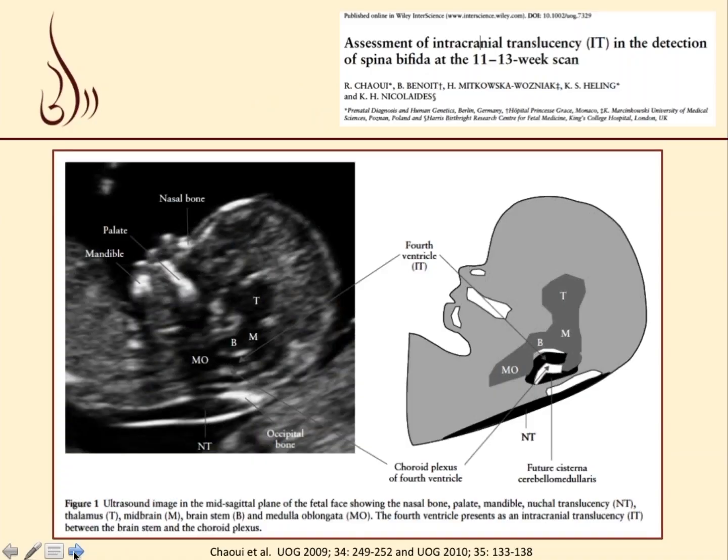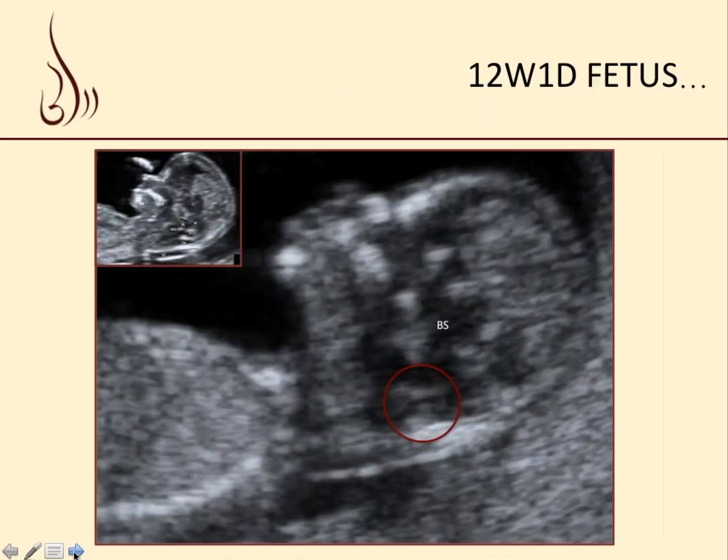Again, when you have the proper midsagittal view, you should clearly see the thalamus, the midbrain, the brainstem, and the medulla oblongata. And the intracranial translucency is right there. This is a 12-week, 1-day fetus, and if you look at the posterior fossa here and compare it to the normal, you will see that this does indeed look abnormal.